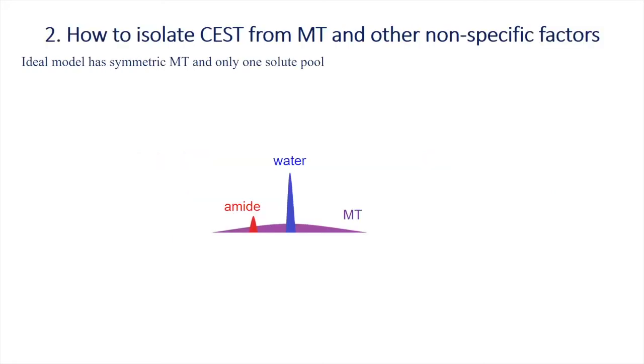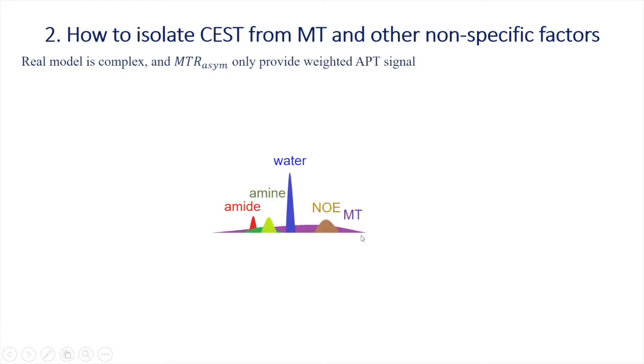Now the second question: how to isolate CEST from MT and other non-specific factors. Usually the ideal model has a symmetric MT effect and only one solid pool. But in real biological tissues, the MT is asymmetric and there are many exchange or dipolar interaction pools.